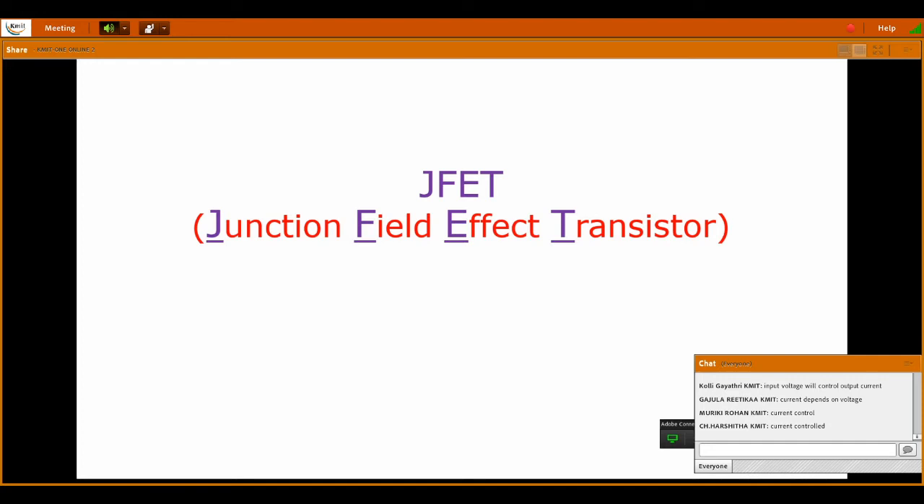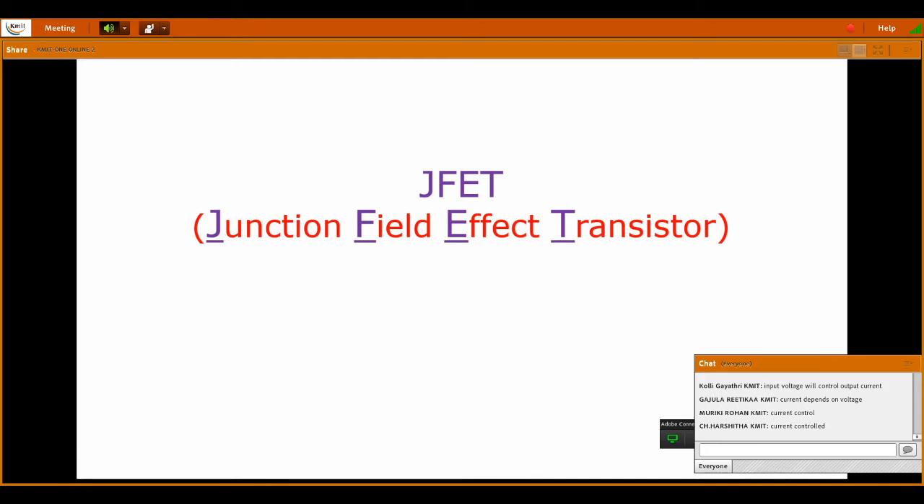We have also seen the classification of FETs. The general FET is classified into two types, JFET and MOSFET. Out of this classification, the first part we are learning today is JFET. We are learning completely about the JFET device, and MOSFET we will see in the next class.